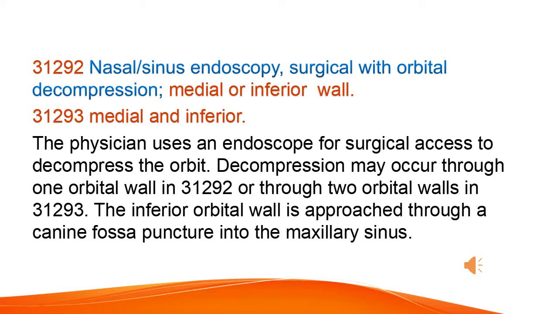Nasal/sinus endoscopy, surgical with orbital decompression, medial or inferior wall. Medial and inferior. The physician uses an endoscope for surgical access to decompress the orbit. Decompression may occur through one orbital wall in 31292 or through two orbital walls. The inferior orbital wall is approached through a canine fossa puncture into the maxillary sinus.